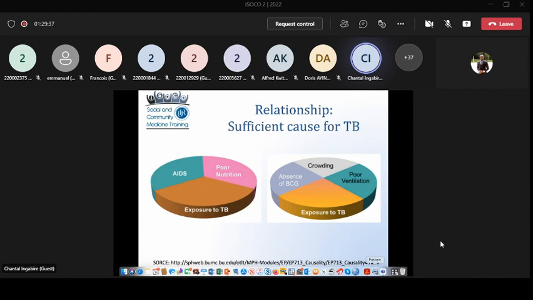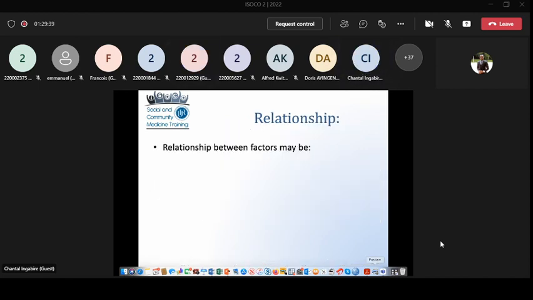Yes. Thank you. No, for me, I'm not getting it well. Who did get something and can try to explain to your colleagues? This means that people who are exposed to TB don't always get TB, but the sufficient cause will always lead to TB as an outcome.